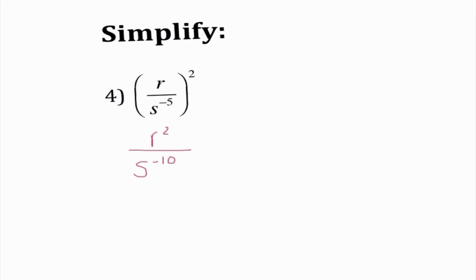So what I did here, even though I don't see an exponent on r, I know it's really like r to the first power. 1 times 2 is 2. Negative 5 times 2 is negative 10. I know this cannot be my final answer because I have a negative exponent. This time, my negative exponent is in the denominator, so in order to make it positive, I have to bring it up into the numerator. So my final answer is r squared s to the 10th.